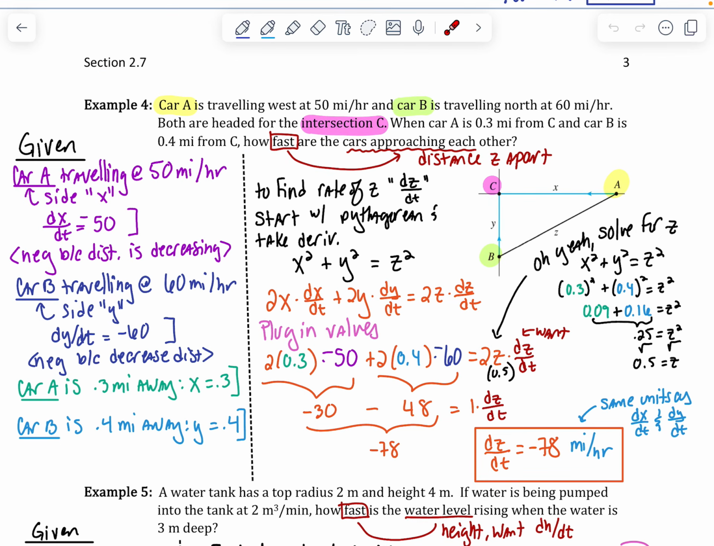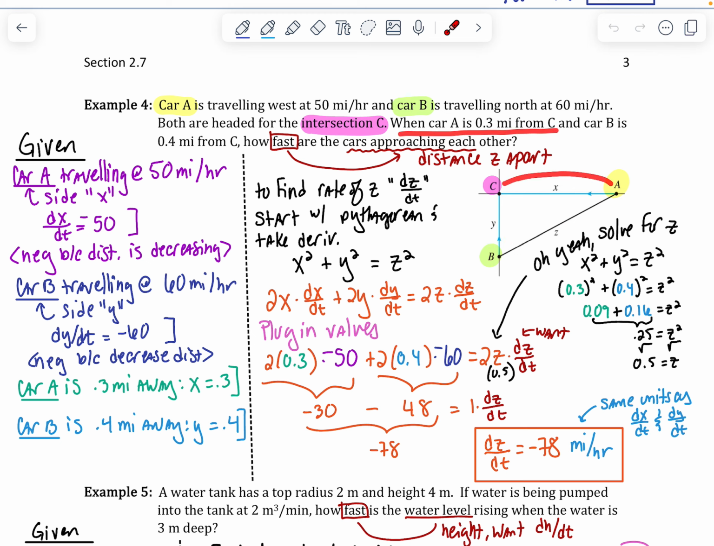Section 2.7, page 3. Example 4. Car A is traveling west at 50 miles per hour and car B is traveling north at 60 miles per hour. Both cars are headed for intersection C. So I've got intersection C over here. A is headed in that direction, and it's headed west, which is to the left. B is headed north, which is up towards that intersection.